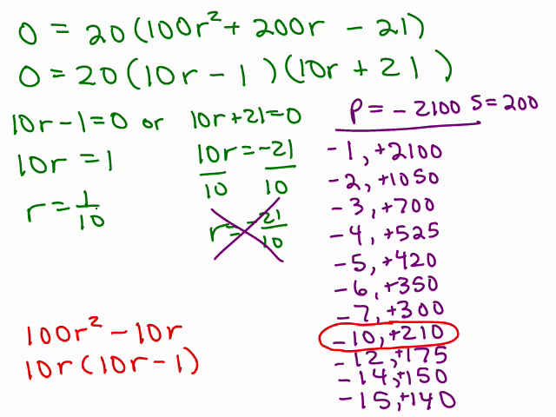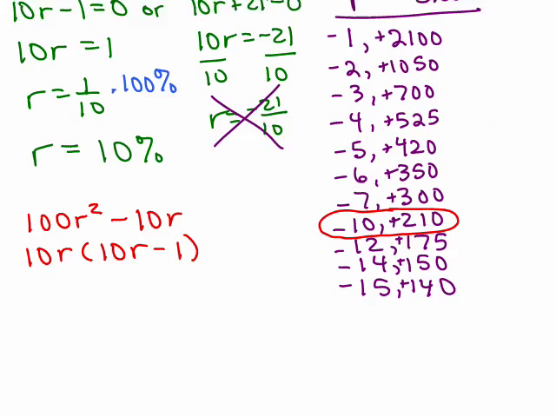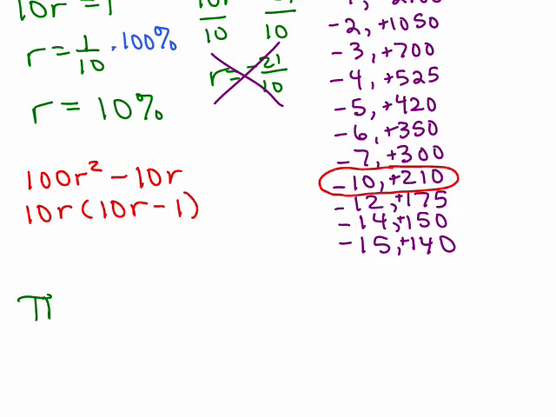Yay, that means the rate is 1/10, but that's a fraction. We need to write that as a percent. How do you write a fraction as a percent? You multiply by 100%. So the final answer to this one, whoo, wasn't this a blast, is 10%. So the answer is the interest rate was 10%.